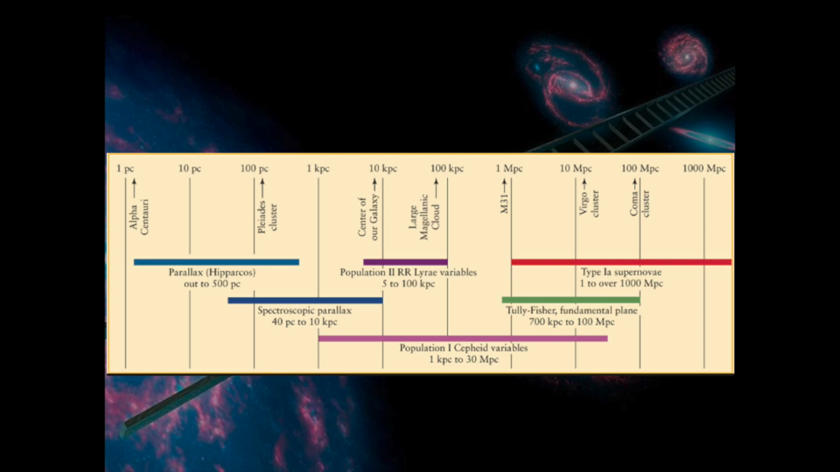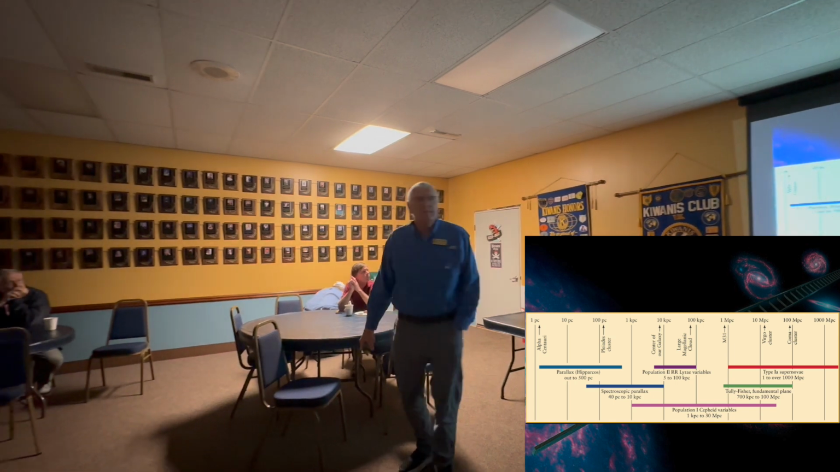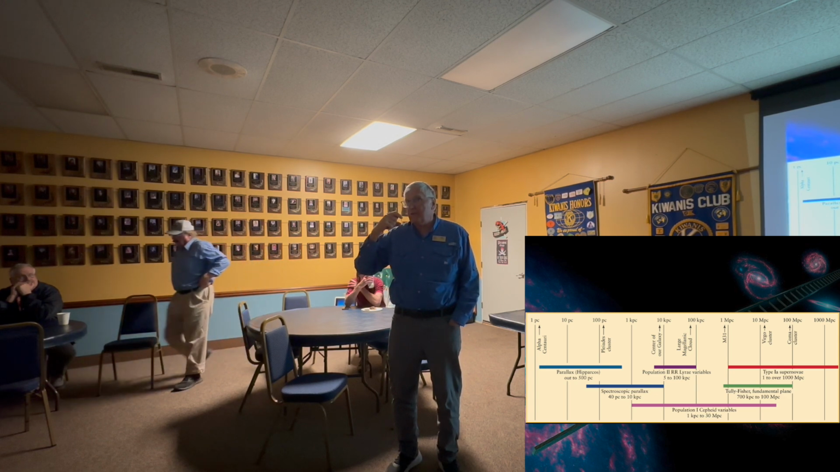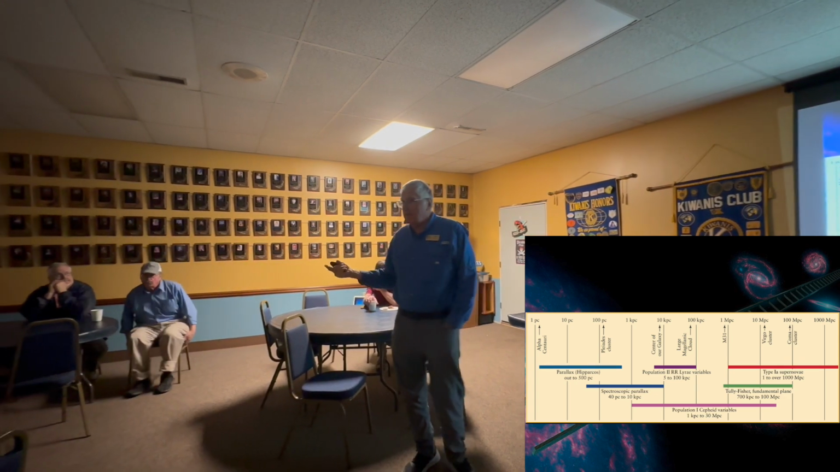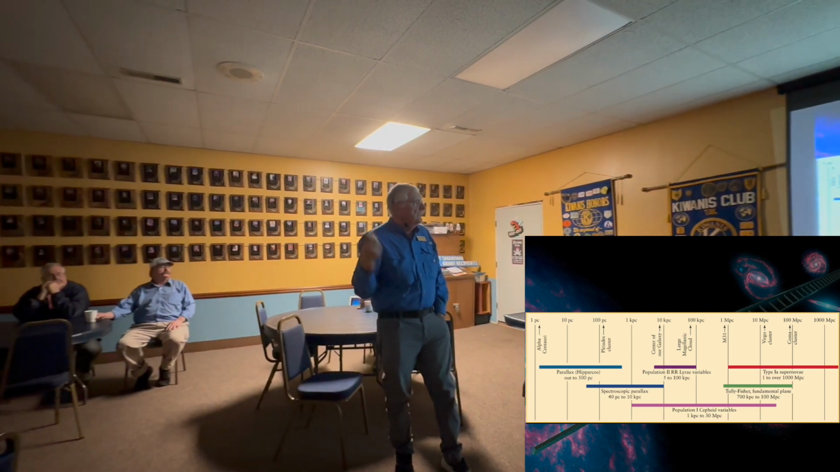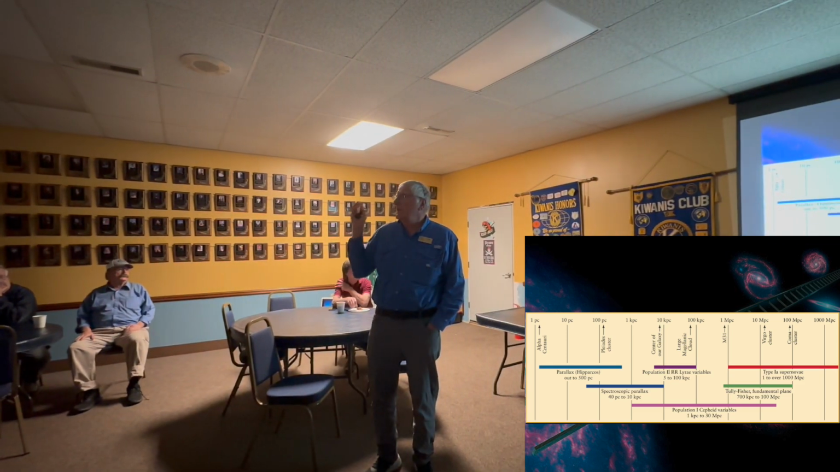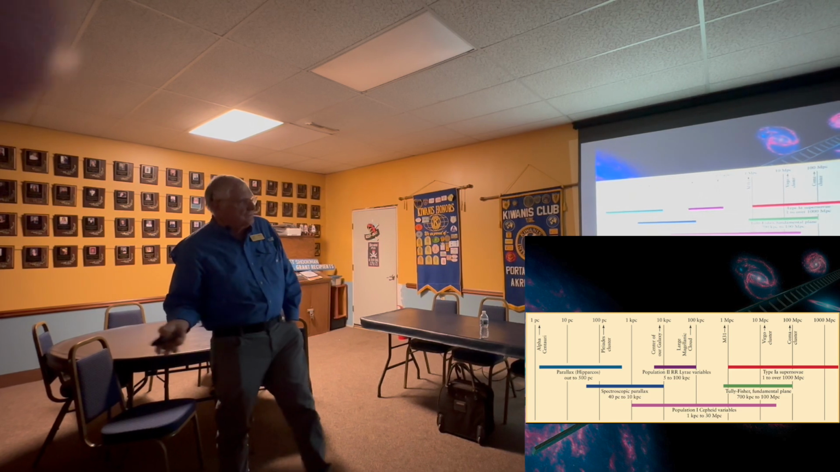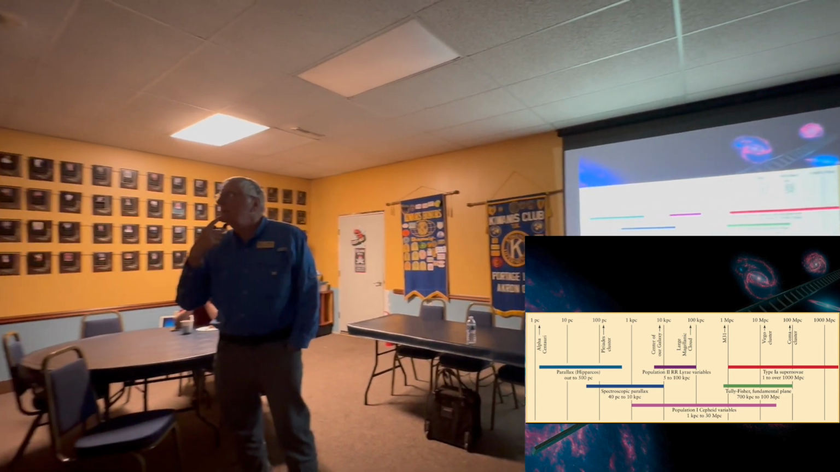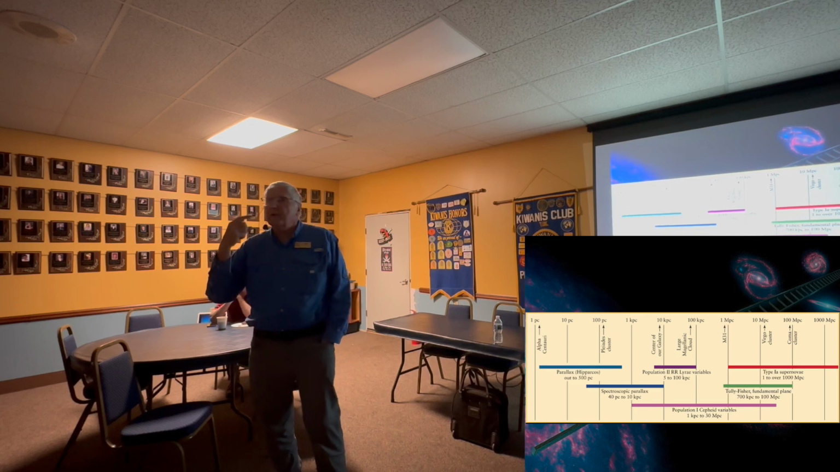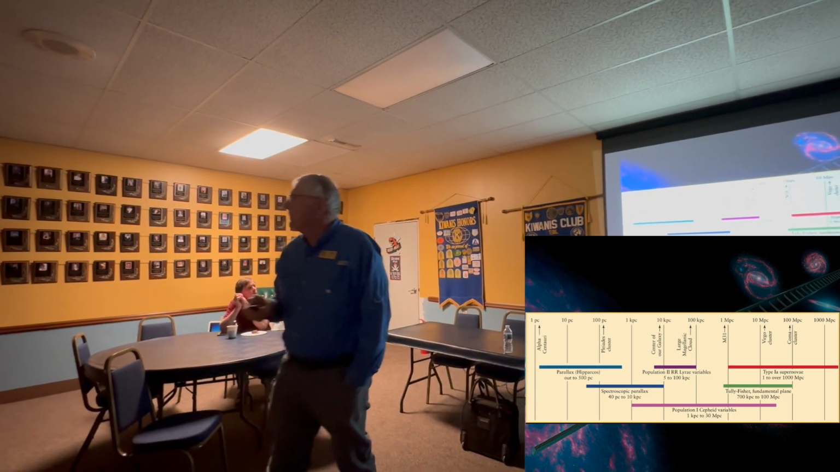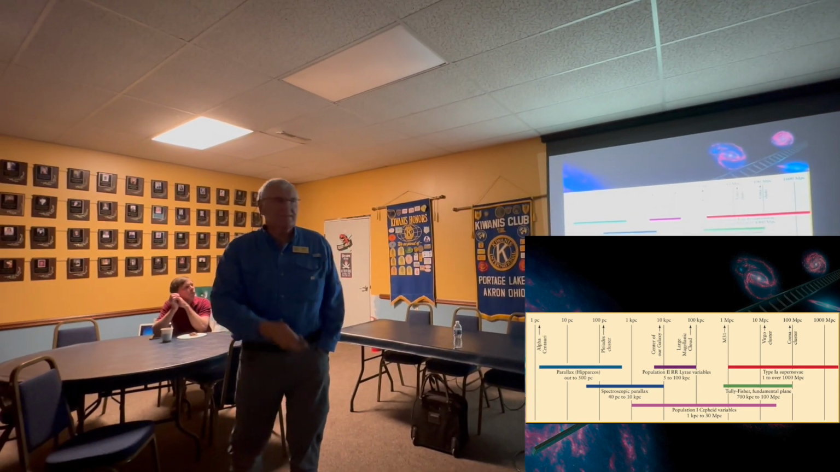So these are the various things we're looking at. Close by stuff we can do with parallax, which I'll talk about a little bit. You can also do spectroscopic parallax. That's the way we measured the distances to the stars before we sent up satellites. And then Cepheid variables. That became very important to measuring distances to galaxies. And then the Tully-Fisher phenomenon. That's a very accurate way to measure distances to galaxies. And then we'll also talk about type 1a supernova, which is kind of the ultimate way to measure distances.